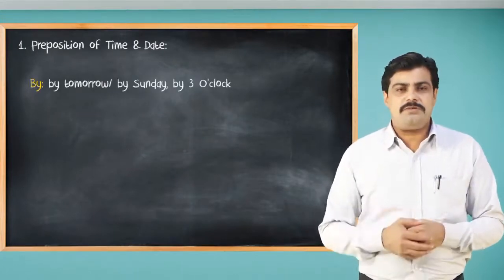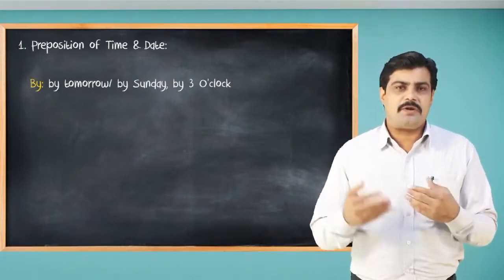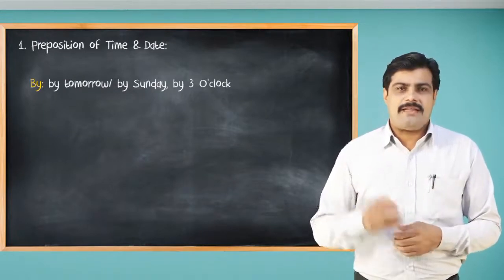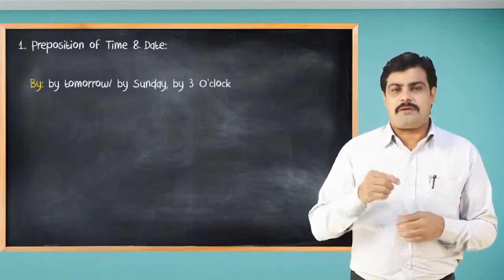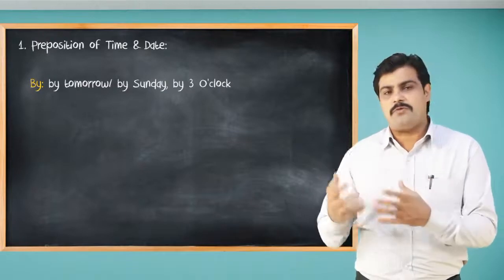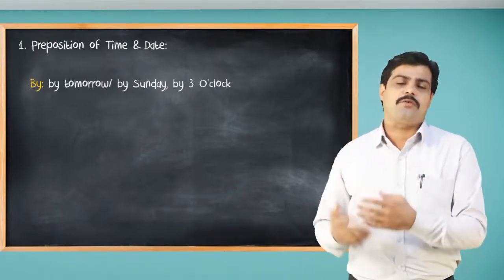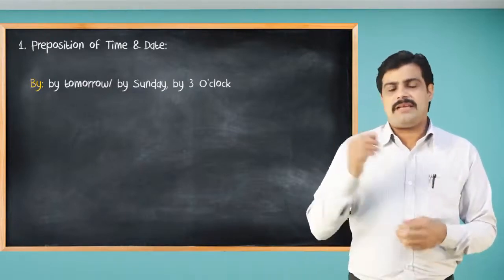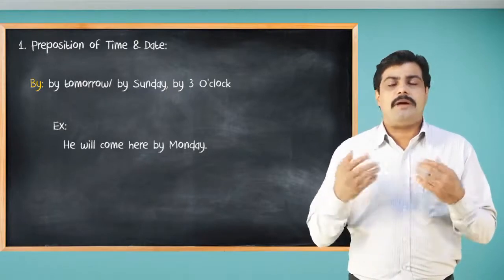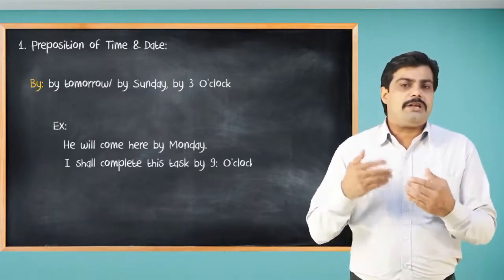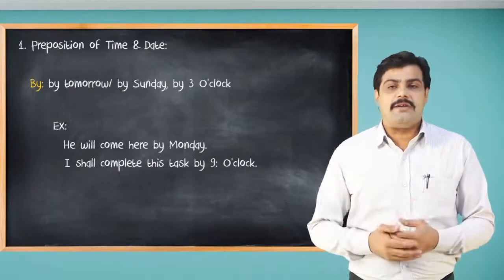The third preposition is by, which is frequently used, and this is used for expressions like by tomorrow, by Sunday, by 3 o'clock, etc. For example, he will come here by Monday. I shall complete this task by 9 o'clock.